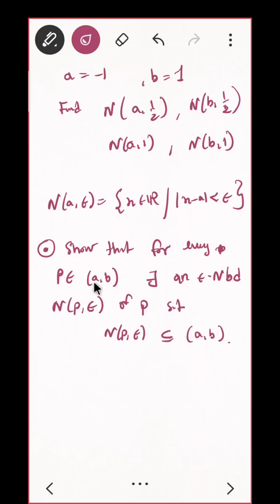First of all, how many of you understand this? Read it once again, and are you able to understand what this is saying? Show that for every p belonging to AB, there exists an epsilon neighborhood of p such that, that means you have to find an epsilon such that N of p epsilon is contained in AB. Just think of it once again.